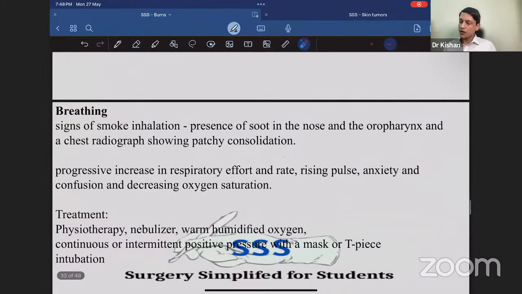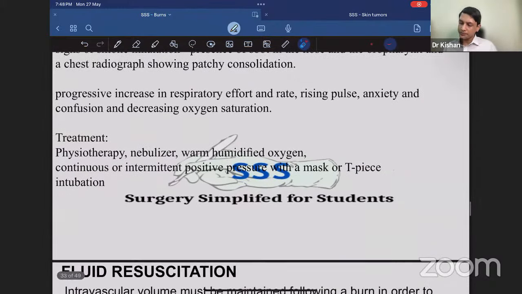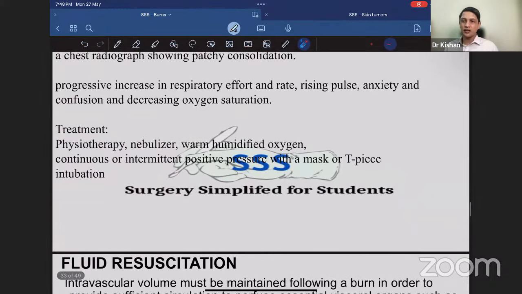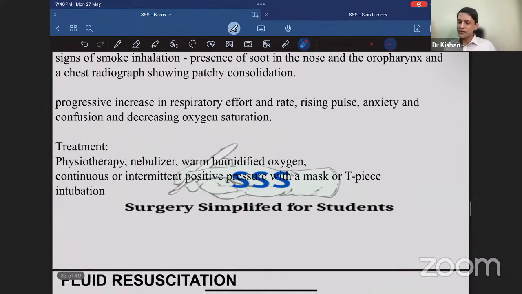Breathing, same thing. In the initial phase, they will have difficulty in breathing. You can give supplemental oxygen. Some chest physiotherapy can be done. Nebulization can be done, and humidified oxygen can be given.